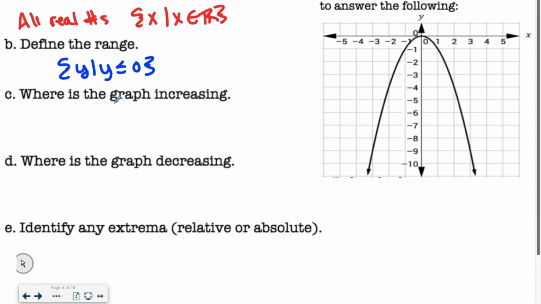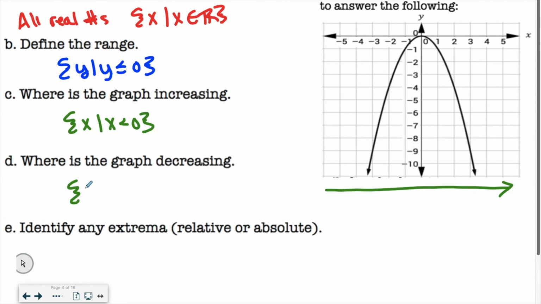Then where is the graph increasing? Again, we're reading it from left to right. So as we read this, it's increasing on this side, and then it turns and decreases on the other. So it's increasing from brace x such that x is less than 0, end brace. So anywhere from here to the left of 0, it is increasing. But when it gets to 0, then it goes right back down again. So that's why for this one we write x such that x is greater than 0.